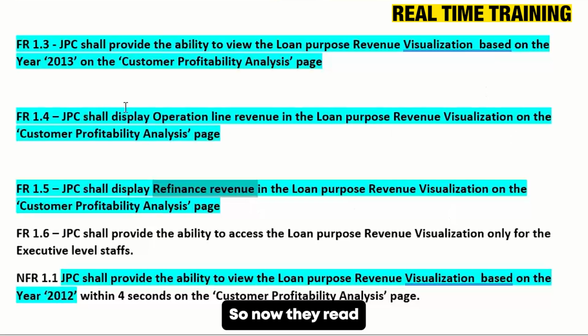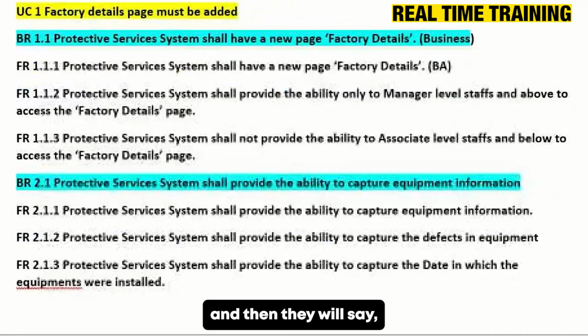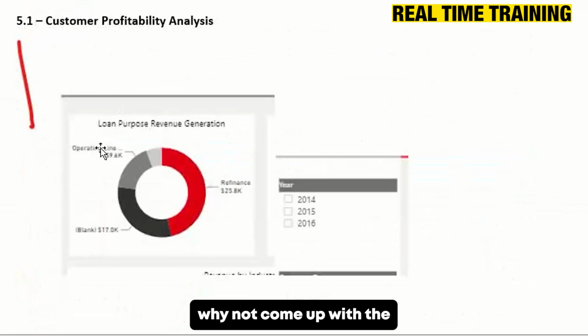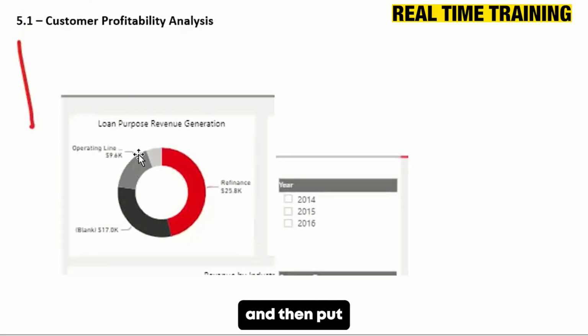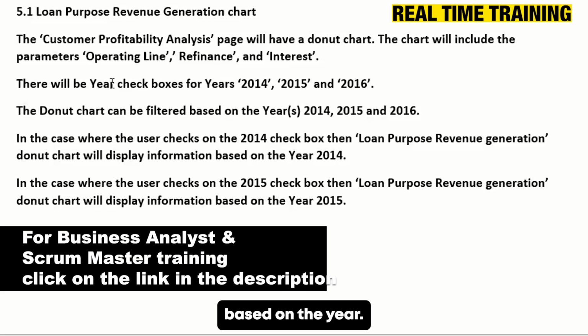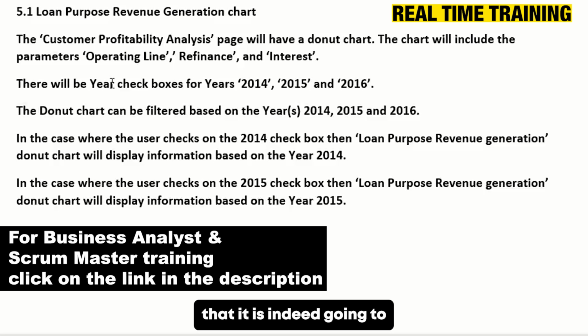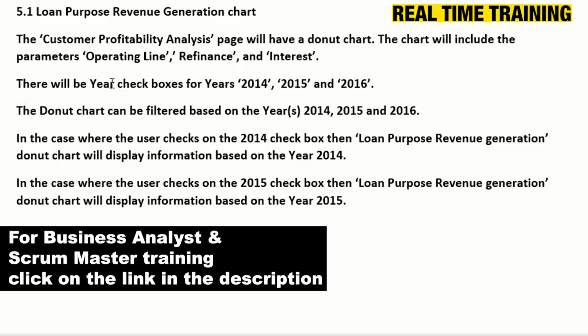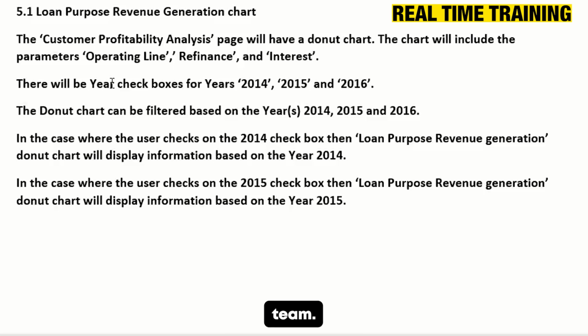So now they read through all those functional requirements and then they'll come up with the donut chart and then put this operation line, refinance, interest, all these check boxes and all that. So there will be year check boxes for years 2014, 15, 16. They'll just say the requirement is that the chart must be filtered based on the year. Now, who's going to say that it is indeed going to be the checkbox? Developer or development team.